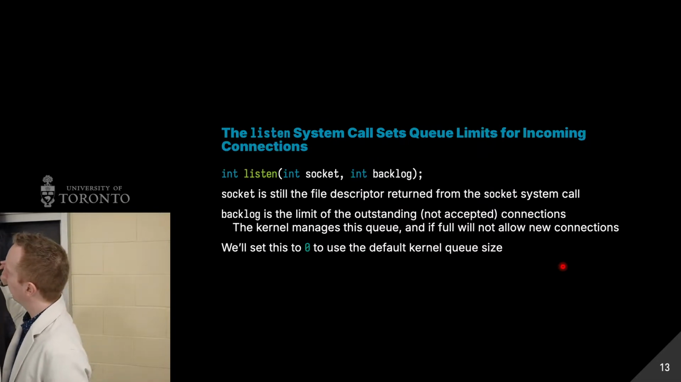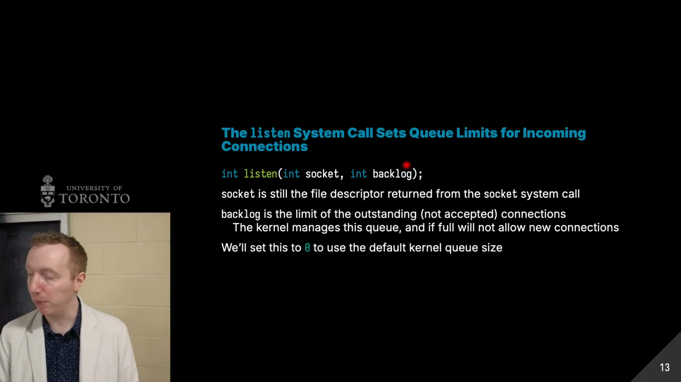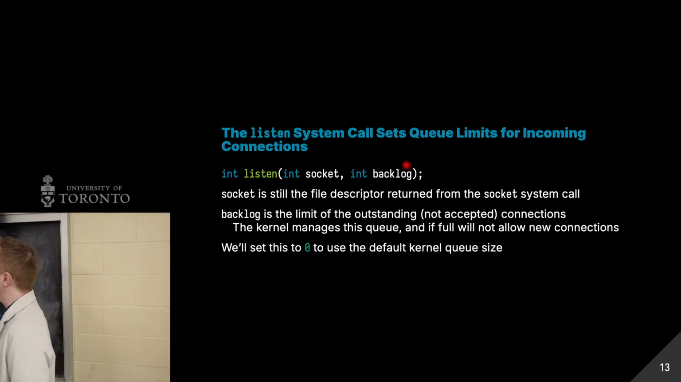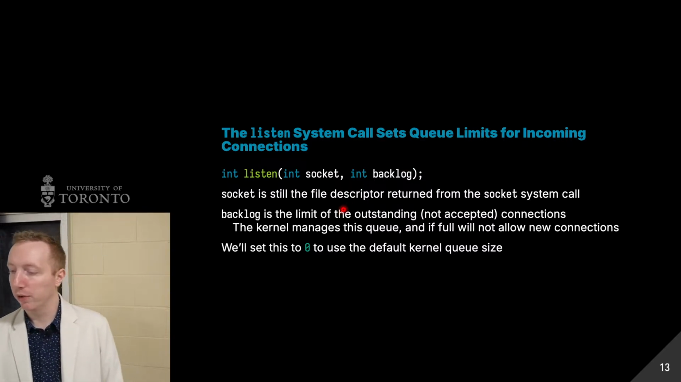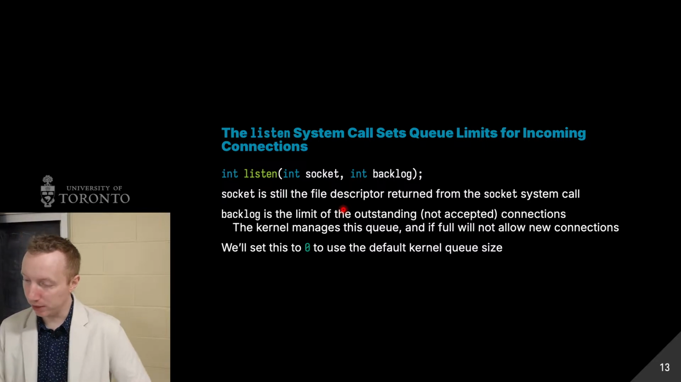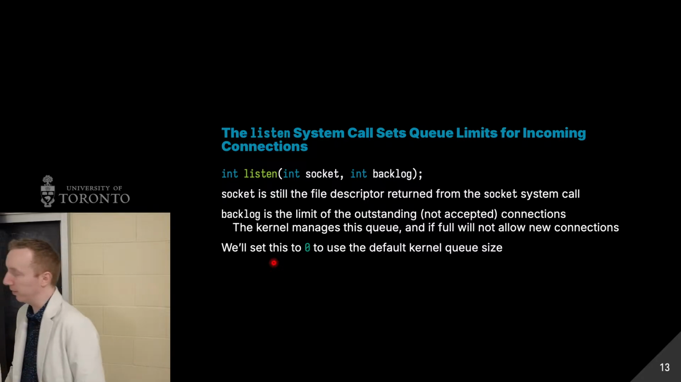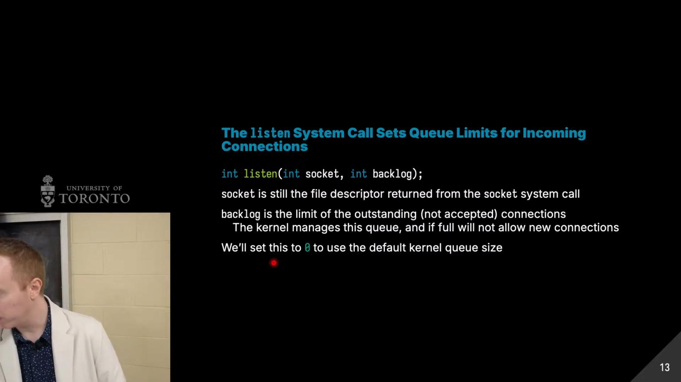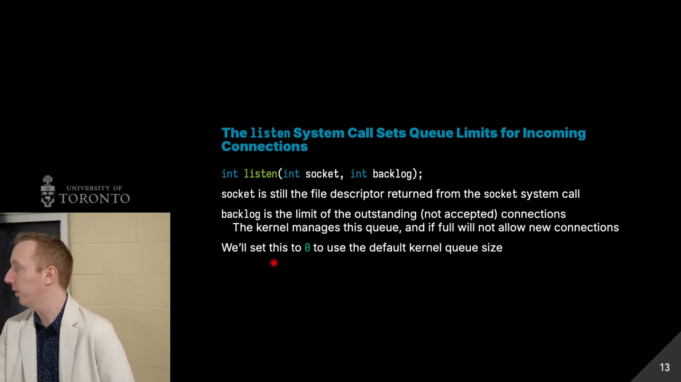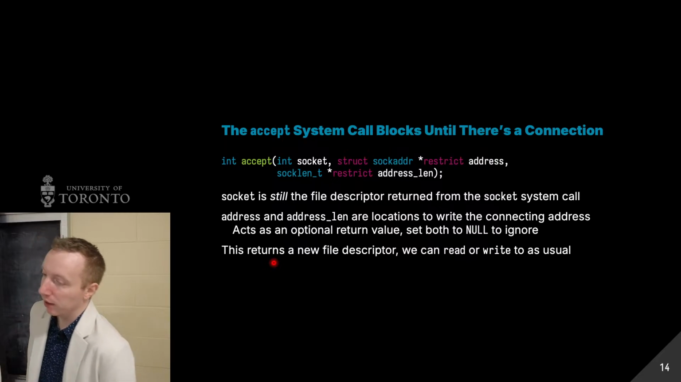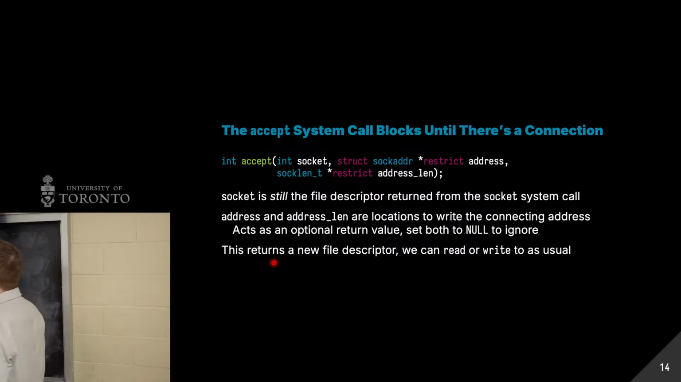So that listen system call sets queue limits for incoming connections. You give it this int socket and then a backlog of how many connections you want to sit there waiting for you to accept them before it starts dropping them. So you can set that limit if you want, but we'll just set it to 0, and that just tells the kernel to use its defaults. Usually, unless you have a good reason to, the kernel developers are probably smarter than all of us, so just use their defaults.